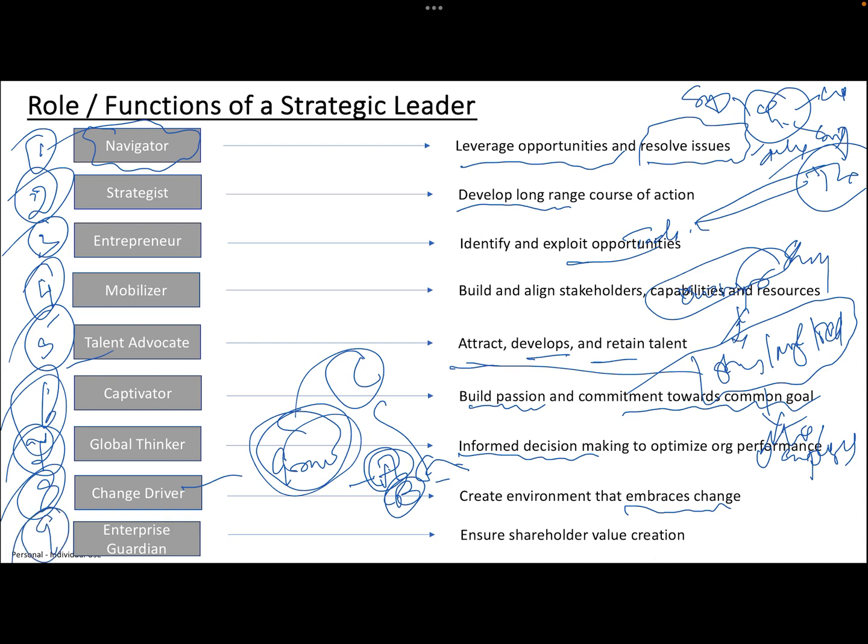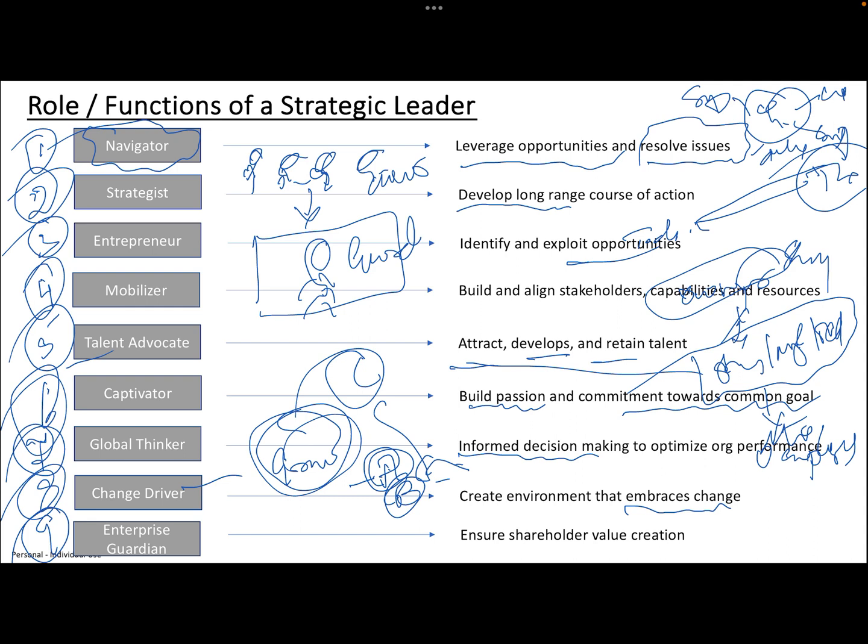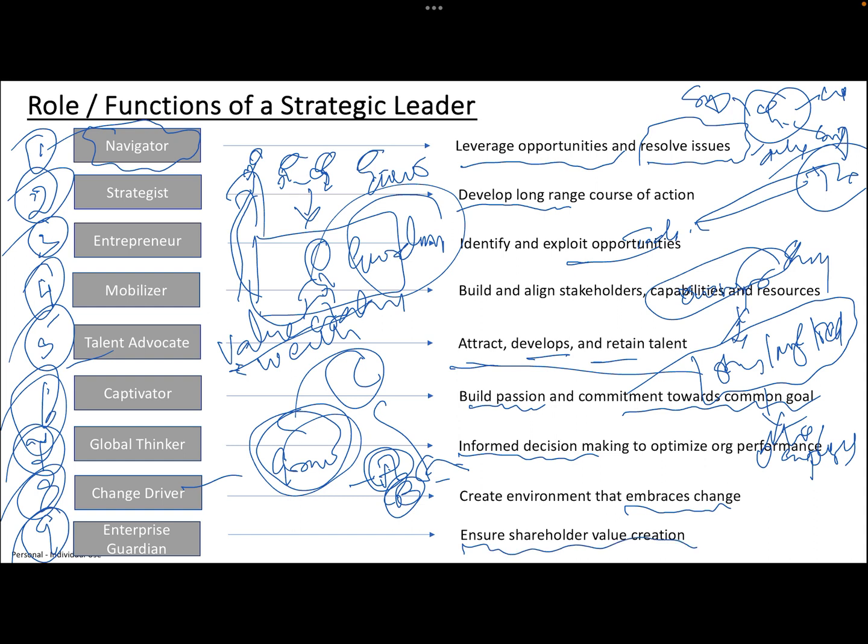He is an enterprise guardian. We know in a company's environment, shareholders are spread across the globe. They just invest the money; though we call them owners, they don't work here. Your strategic leader is a guardian for it. He is the guardian for the entire enterprise, and his job is value creation or wealth creation for all the shareholders. So, as an enterprise guardian, his job is to ensure every shareholder's value is created, like the wealth of shareholders is increased.